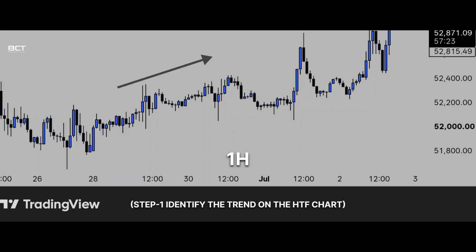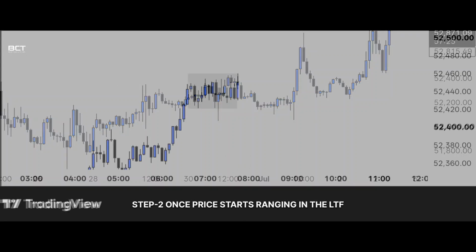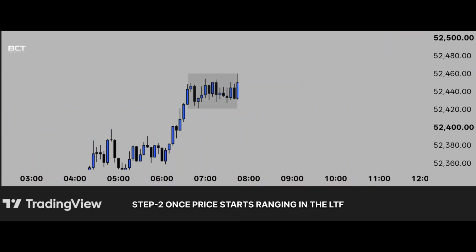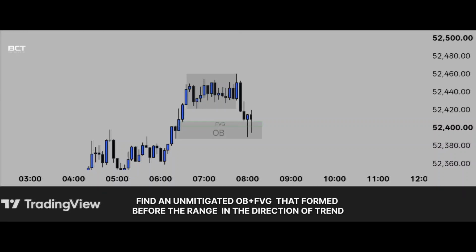As you can see, price is in an uptrend. Step 2. Once price starts ranging in the lower time frames, find an unmitigated order block or fair value gap that formed before the range, in the direction of the trend.